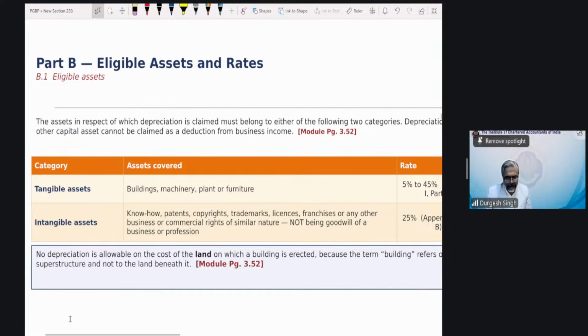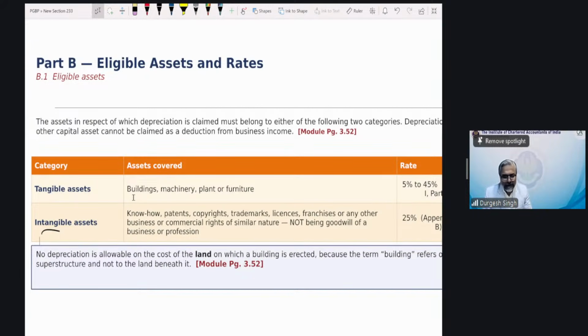Now, if you see intangible assets, students, be careful here. One important amendment in this context, not in the Income Tax Act 2025, but in 2021. Intangible assets, students, can you see over here? Know-how, patent, copyright, trademark, license, franchisee, or any other business or commercial right of similar nature, not being goodwill of business or profession. Students, be careful. Goodwill is not an eligible asset in this context.